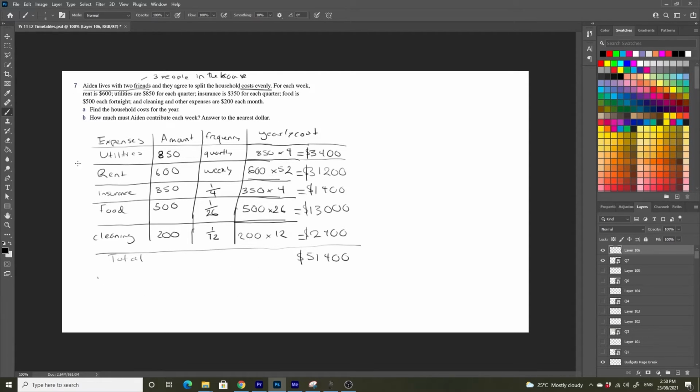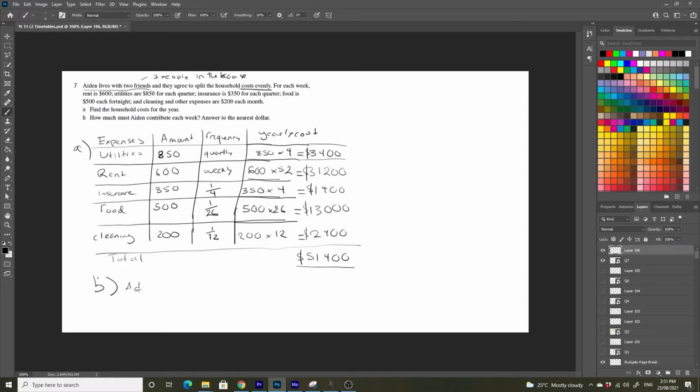Alright, so that's A done. Let's look at B. How much must Aiden contribute each week? Well, if it's split evenly, then he gets a third of the cost. Everyone gets a third of the cost because it's split between 3 people. But this is our annual contribution. So let's work out what Aiden's cost is going to be annually.